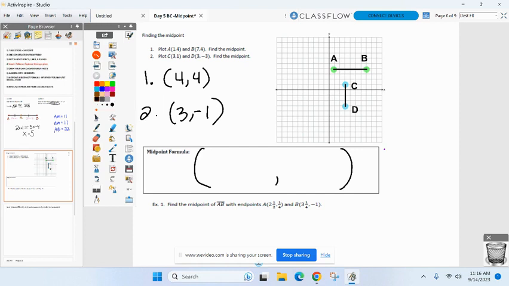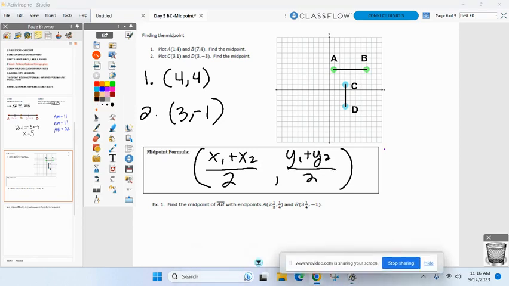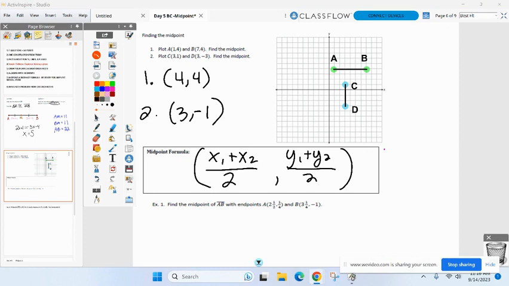All right. Midpoint formula. X1 plus X2. We know what those are, right? Those are my X coordinates, same as the distance. But now we're going to add them, and because it's in the middle, divide it by 2. Cut it in half. And then for the Y's, we're going to do the same darn thing. Y1 plus Y2 over 2. So there's the midpoint formula.